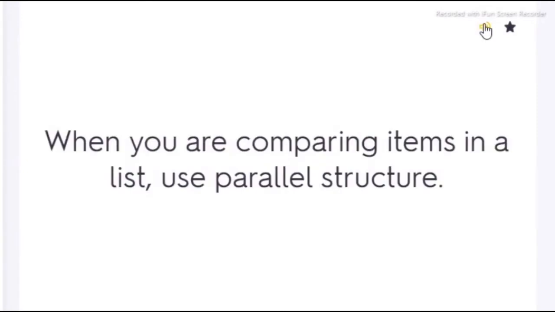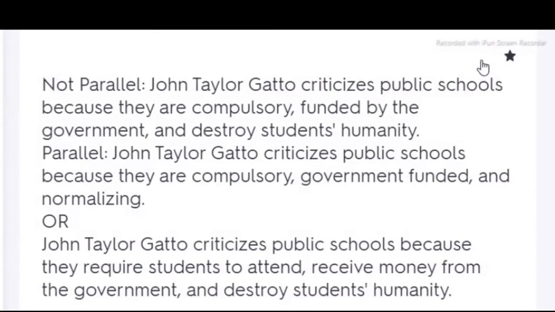With lists. When you are comparing items in a list, use parallel structure. Examples. Not parallel: John Taylor Gatto criticizes public schools because they are compulsory, funded by the government, and destroy students' humanity. Parallel: John Taylor Gatto criticizes public schools because they are compulsory, government-funded, and normalizing. Or: John Taylor Gatto criticizes public schools because they require students to attend, receive money from the government, and destroy students' humanity.